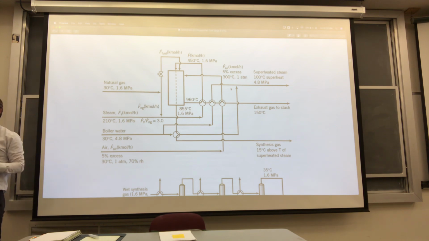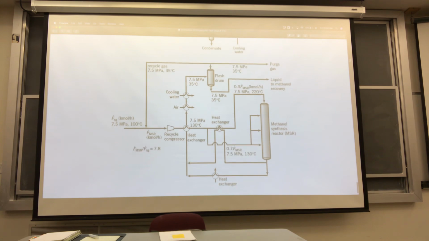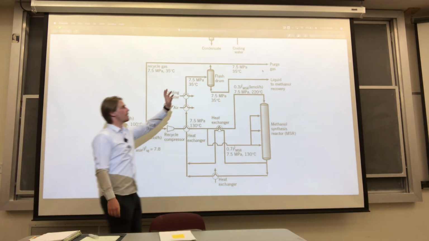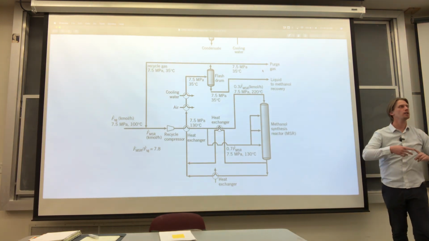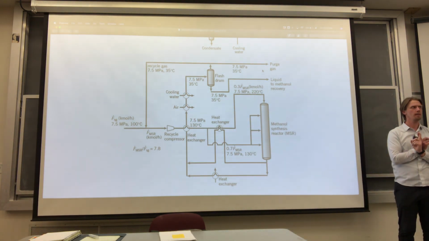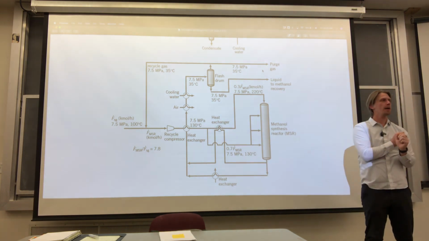Question? Oh, so we're mixing the purge stream in with our airstream to the burner? Is that correct? So what you're going to do is this purge gas stream here is going to have a certain composition of hydrogen, of methane, of carbon monoxide, of carbon dioxide. Okay? For every one H2, how many oxygens do you need?